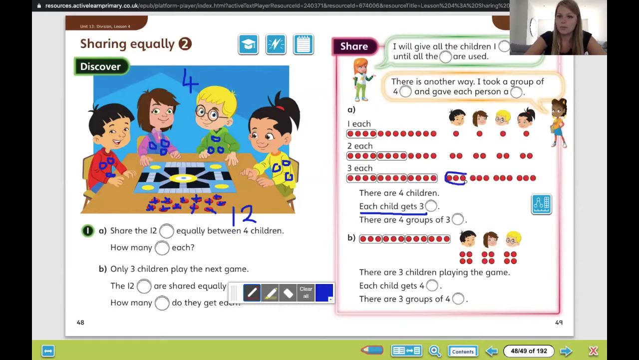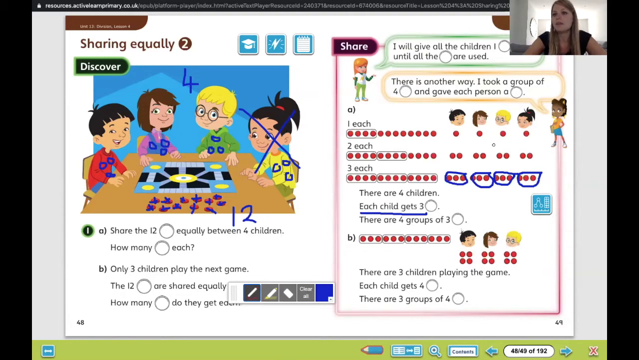1 group, 2 groups, 3 groups, and 4 groups. There are 4 groups of 3. Now let's have a look at question 1b. So we could use our original method, which is a really good method, and we could say there are 3 children and we're going to share the 12 counters 1 at a time between the 3 children, and that's a really good method.